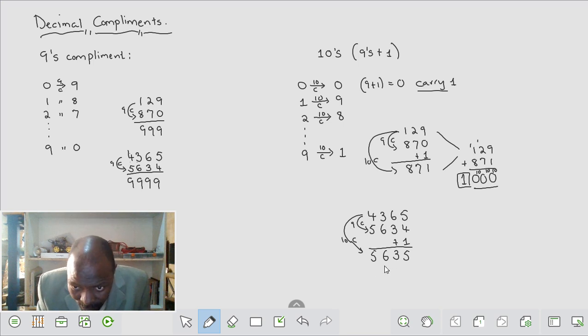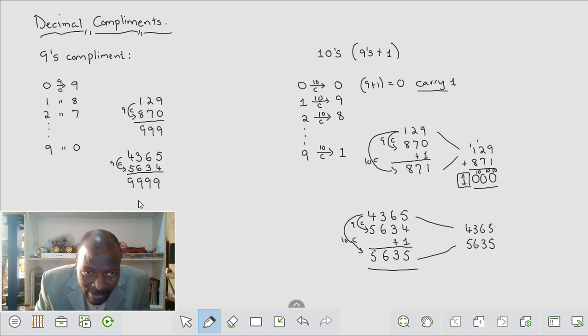Alright, so now if you look at this here, if we then do the same thing here, we take 4, 3, 6, 5, which was our original number, and we take 5, 6, 3, 5, which was our 10's complement, and you put them together. 9's complement would have given us a series of 9's. Now, when you take 10's complement and add, the answer is 10, but we know we put a 0 and we carry the 1.